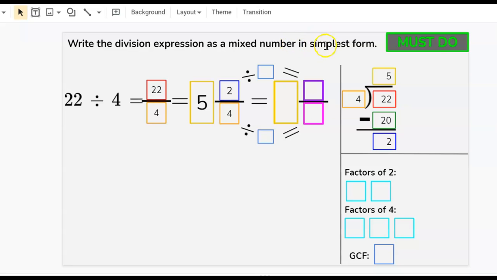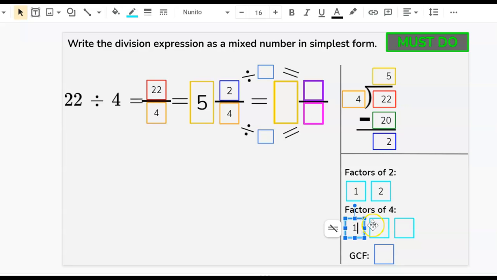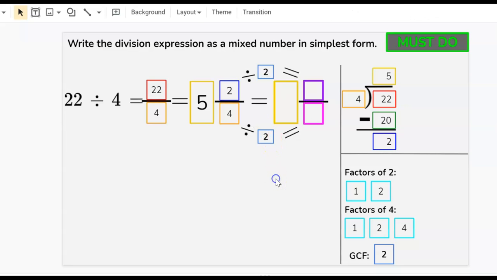But this says in simplest form, which means I'm going to list the factors of my numerator and denominator. The factors of 2 are 1 and 2. The factors of 4 are 1, 2, and 4. So the greatest common factor here is 2. That means I can divide both my numerator and my denominator by 2.